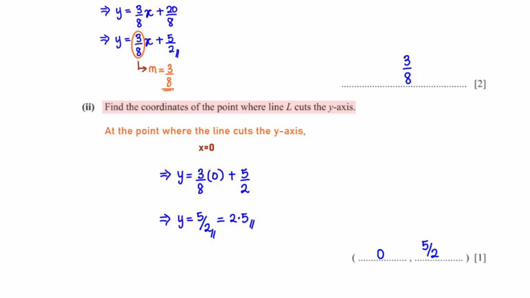Find the coordinates of the point where line L cuts the y-axis. At the point where the line cuts the y-axis, the x-coordinate is 0. When we substitute x equals 0 into the equation, we get y equals 5 over 2. And so the coordinates will be 0, 5 over 2.